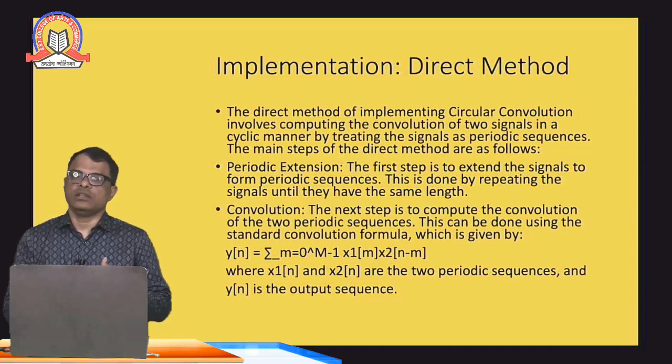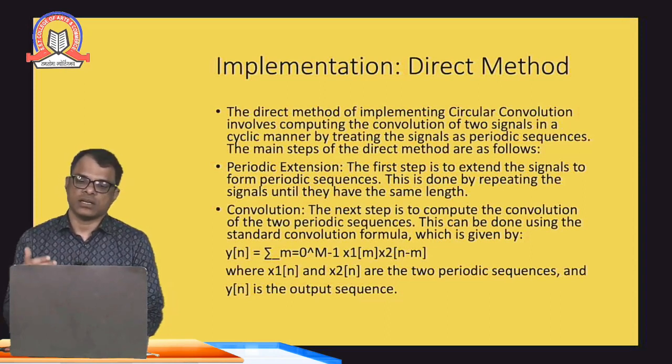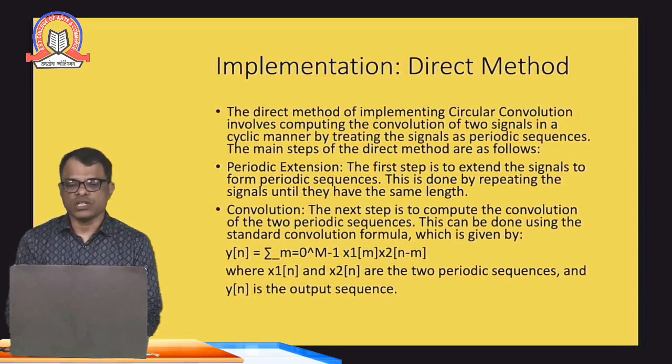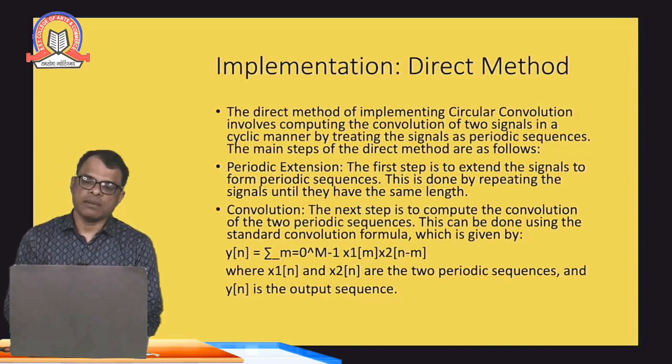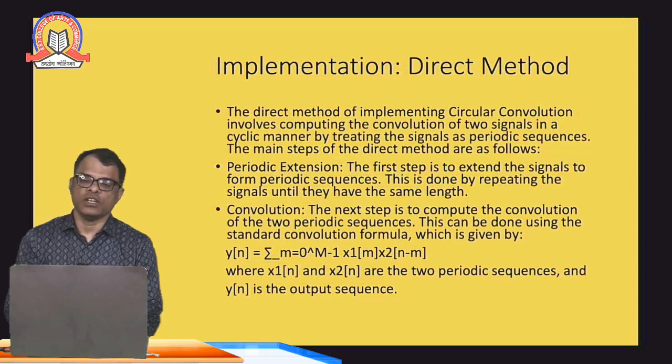Up to now we just tried to understand what a circular convolution is, why it is important and where it is used. Now we are going toward the implementation part. So for implementation, the first method which we are going to discuss is the direct method. The direct method of implementing circular convolution involves computing the convolution of two signals in a cyclic manner by treating the signal as a periodic sequence. The main steps of the direct method are as follows. Periodic extension. The first step is to extend the signal to form a periodic sequence.